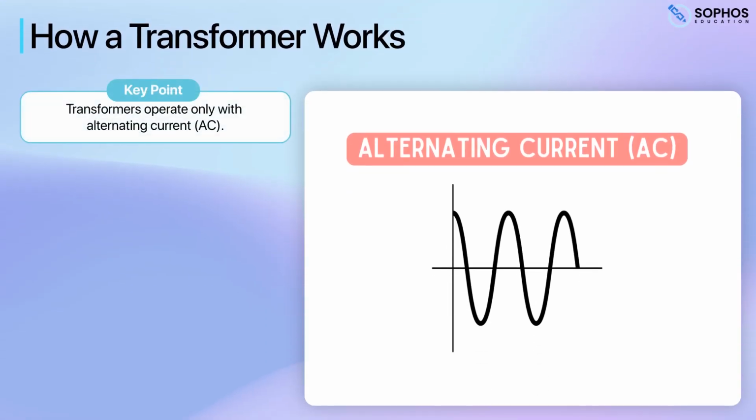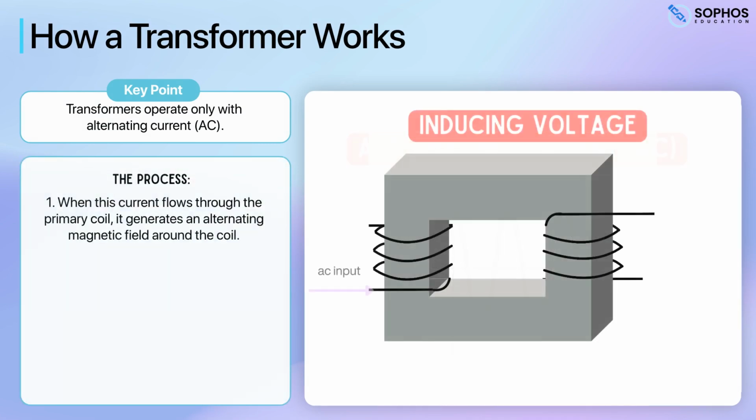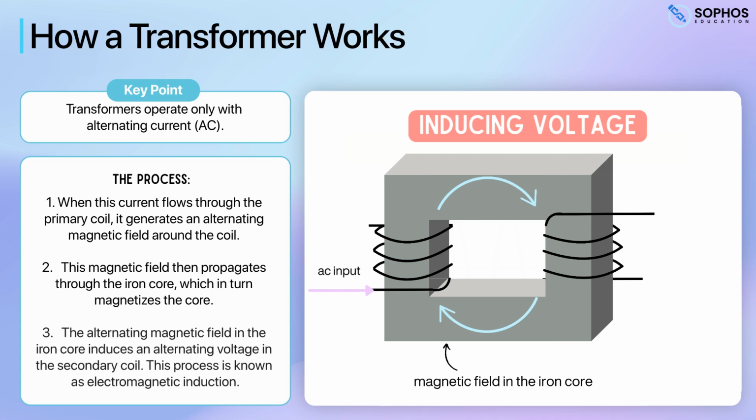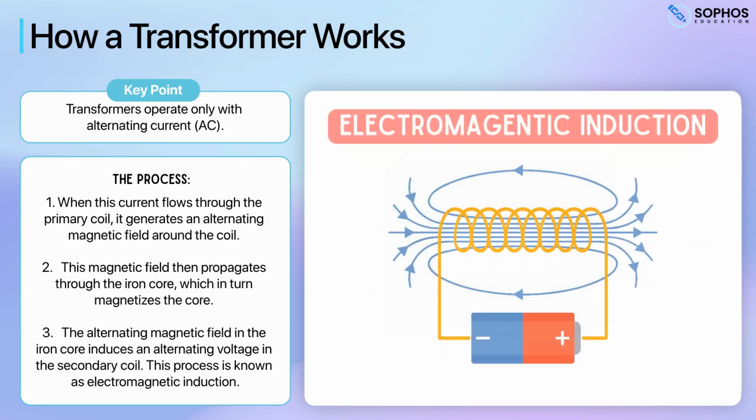Transformers operate only with alternating current. When this current flows through the primary coil, it generates an alternating magnetic field around the coil. This magnetic field then propagates through the iron core, which in turn magnetizes the core. The alternating magnetic field in the iron core induces an alternating voltage in the secondary coil. This process is known as electromagnetic induction.